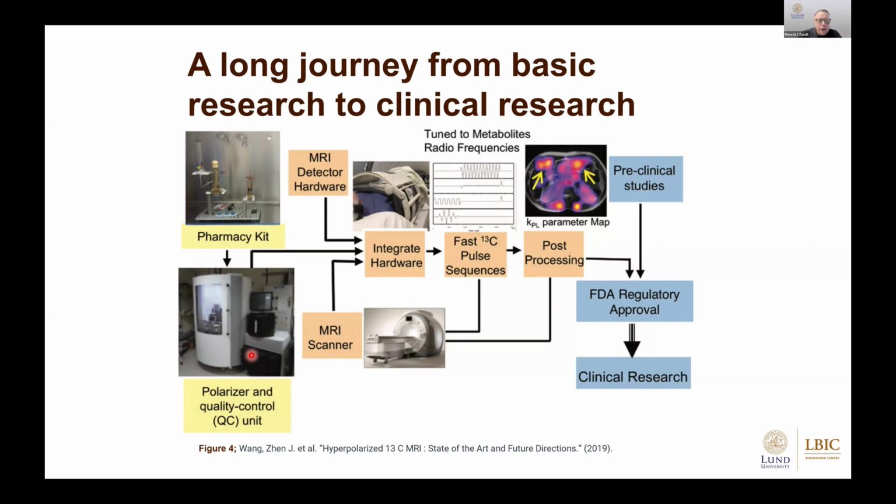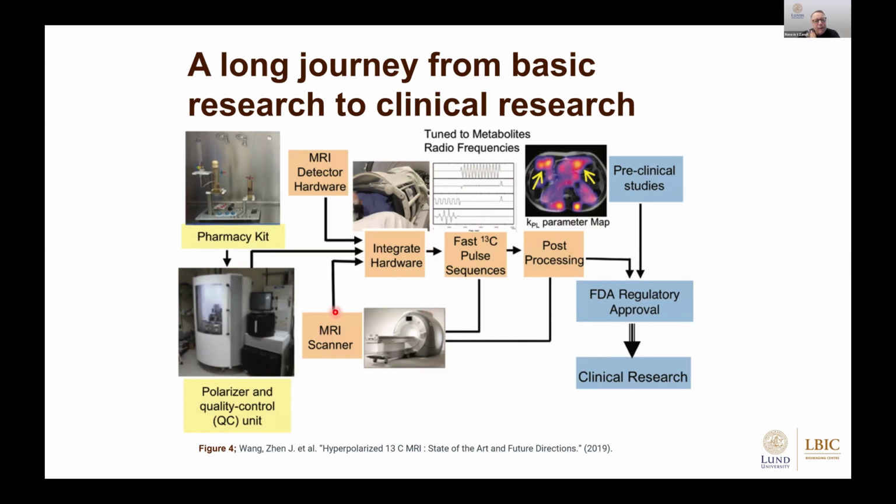Since we have to produce the contrast agent next to the MR or in close proximity because of the half-life of these agents, it also means you're producing a medicine on site. So everything has to be GMP. You have to have a pharmacist that releases it to be safe. Then you have to run to the MR and do the scanning.